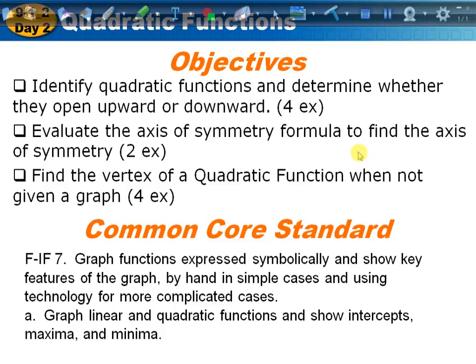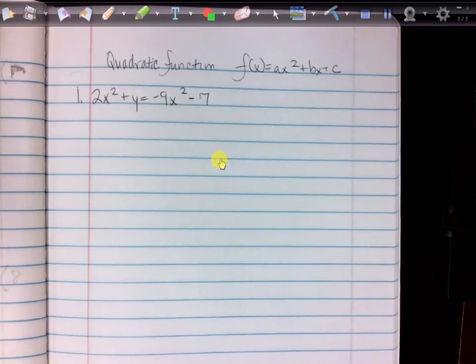All right, today's lesson is lesson 9-1, 9-2, day 2 over quadratic functions. Our objectives for today are to identify quadratic functions and determine whether they open upward or downward, evaluate the axis of symmetry formula to find the axis of symmetry, and to find the vertex of a quadratic function when not given a graph. Okay, so the first thing we have to do here, go ahead and write down number 1.